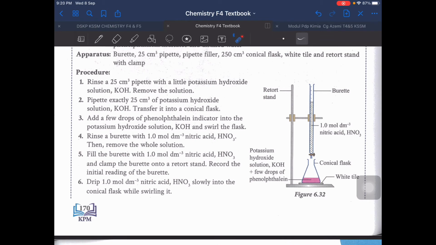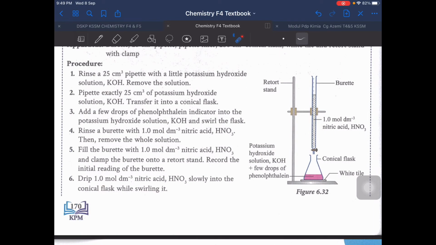Okay. So, you rinse first the pipette. Kemudian, remove the solution. So, you pipette exactly 25 cubic centimeter of potassium hydroxide solution. Transfer into a conical flask. After you transfer into the conical flask, what you do is you need to add a few drops of phenolphthalein indicator into the potassium hydroxide solution. Okay, tuang dulu dalam ni potassium hydroxide and then titiskan few drops of phenolphthalein. Then you will see tu dia punya color change to pink.